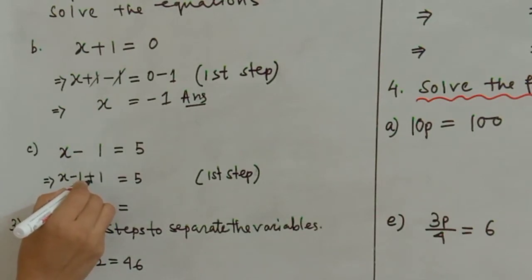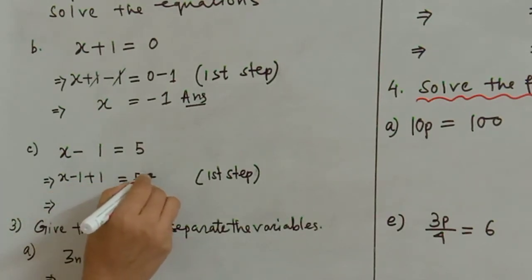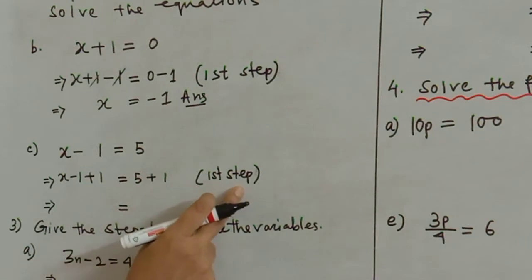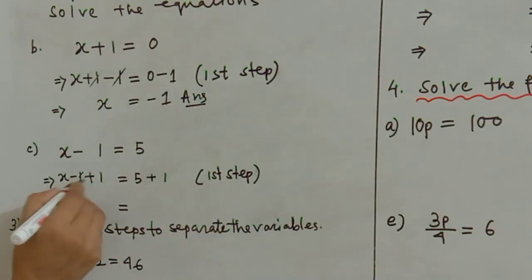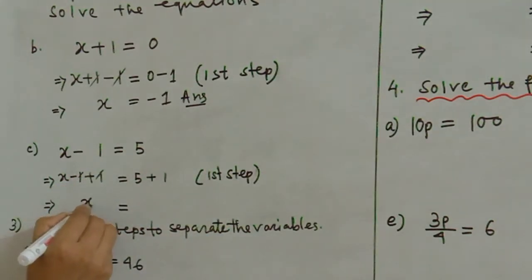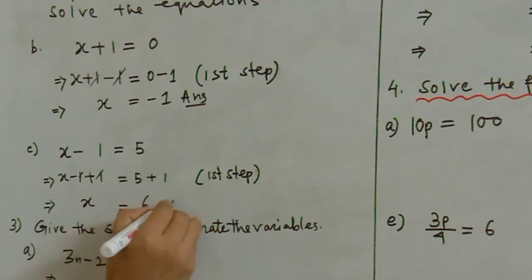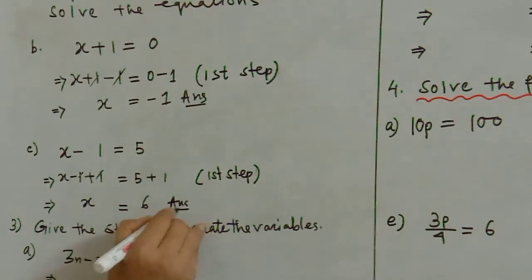Now plus 1 I have added here, so plus 1 I have to add here also. So this is the first step. Now plus 1 and minus 1 cancelled out. Therefore x is equal to 5 plus 1, 6. And this is the answer.